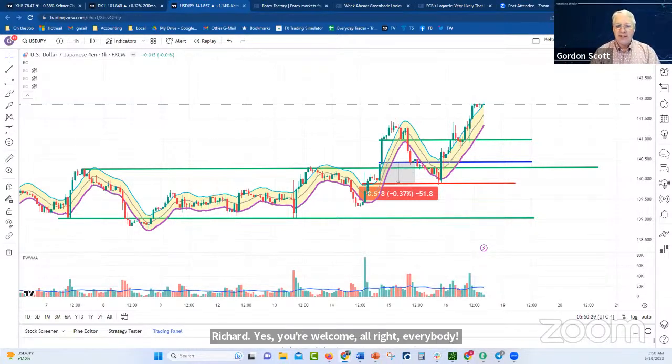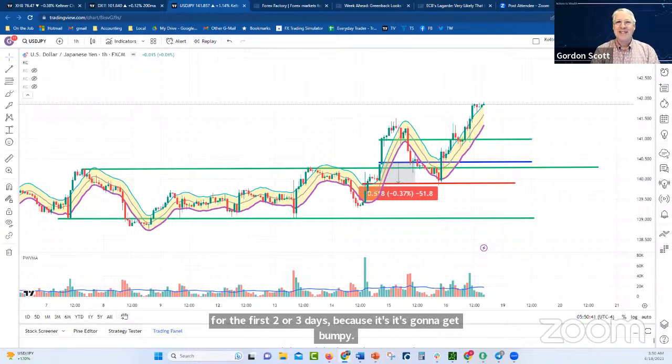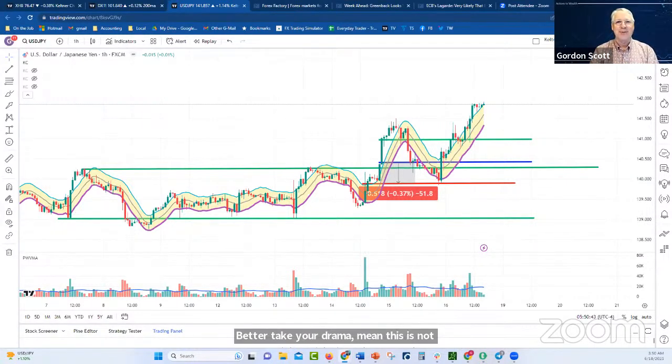Enjoy the sort of calm, mild seas for the first 2 or 3 days, because it's going to get bumpy. You better take your Dramamine. This is not going to be an easy cruise through the end of the week. So hopefully you can plan your trades and trade your plans and profit from the turmoil that's likely to roil the markets later on in the week.